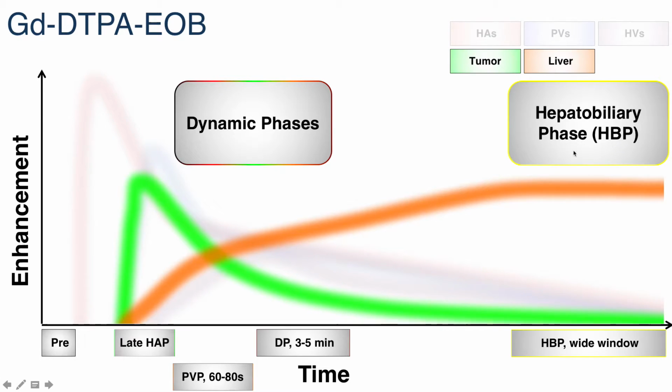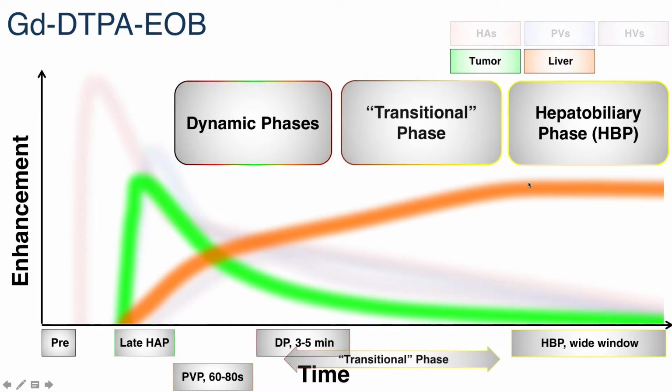So at this point, the enhancement of the liver is mediated by gadoxetate that's inside the liver cells, by intracellular gadoxetate. During these early dynamic phases, enhancement is mediated by extracellular gadoxetate. So at this point, the agent is mainly extracellular. At this point, the agent is mainly intracellular. So somewhere between here and here, it must have transitioned from being extracellular to intracellular. And we call that transitional period the transitional phase.